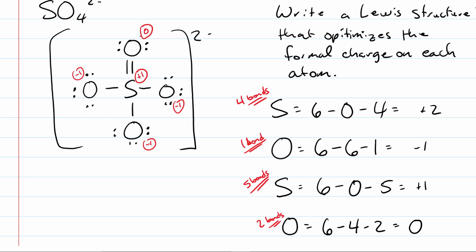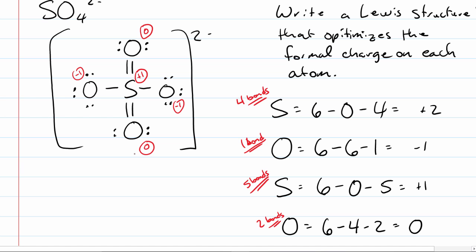Now this still isn't the best way to write the structure. What is another way we could reduce this even further or make it better? What do you think we could do? Yeah, a double bond. Well, maybe not all of them, but maybe one more. If we put in another one on here, we know that by putting in another one the formal charge on this oxygen now must become 0.